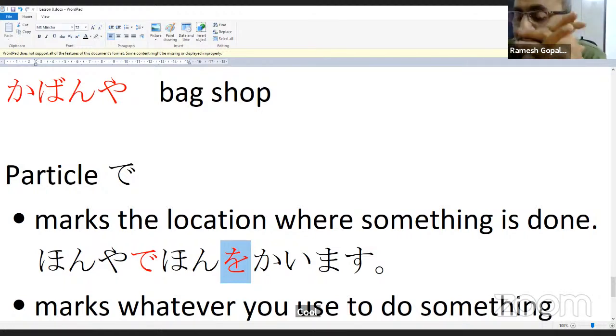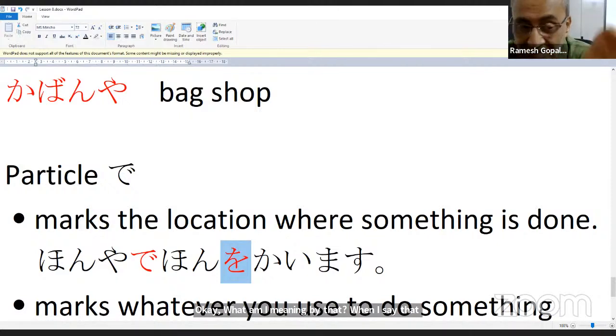Okay. Okashi o tabemasu means what? Taberu is to eat. Tabemasu, I will eat. So, okashi o tabemasu. Okay. Suppose I say restaurant de okashi o tabemasu. What am I meaning by that? I'm eating snacks in the restaurant.